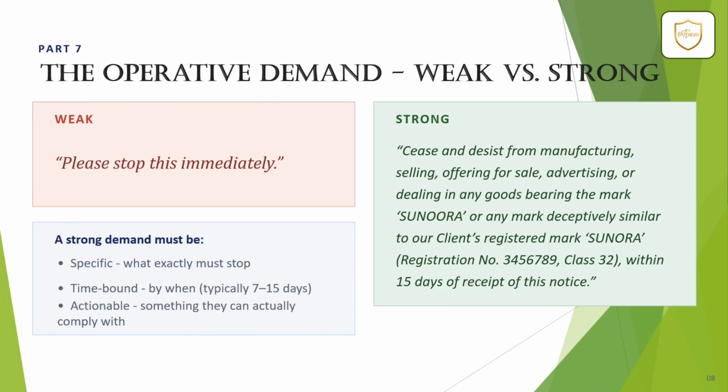Now part 7, and I tell everyone that this is the single most important sentence in the entire notice, the operative demand. Look at this weak version on the left: please stop this immediately. A judge reading this cannot test compliance against it. Stop what exactly? You have to tell what to stop and by when, because it sounds like an angry letter, not a legal instrument if you say please stop this immediately.